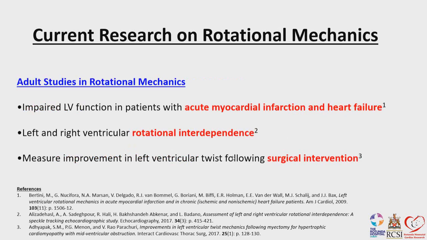There is some research using adults and rotational mechanics looking at different disease states. So there are papers documenting impaired LV function in patients with acute MI and heart failure. Adult studies have also looked at left and right ventricular rotational interdependence, and it's actually starting to be used now as a measure of a therapeutic intervention. For example, measurements of improvement in LV twist following a surgical intervention.